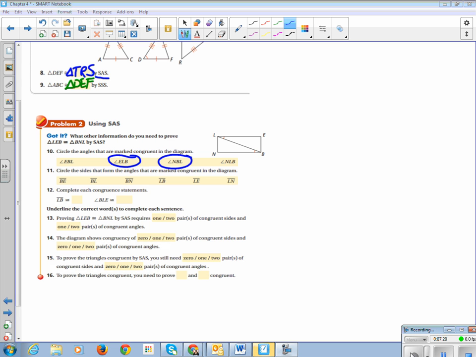Circle the sides that form the angles that are marked congruent in the diagram. Okay, so it's this side here, NB, or BN, and then his buddy, LB, and then that one up there, LE.